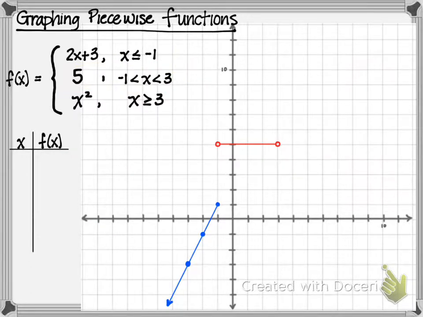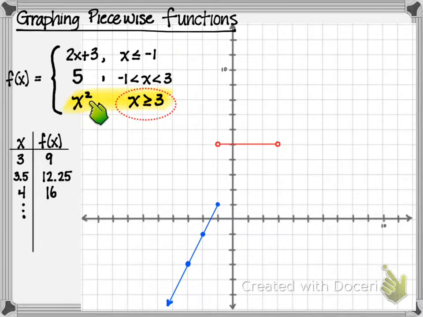Now I erase the t-table, and I'm going to move on to the third piece of this function. And this time I'm going to be looking at inputs that are 3 and above. So over here I put in 3, then I put 3.5 and 4. And I realize that this piece of the function just squares it. So 3 squared is 9, 3.5 squared is 12.25, and 4 squared is 16.